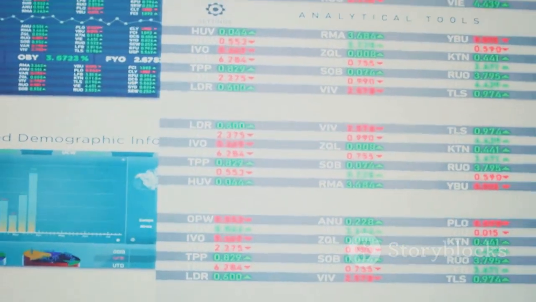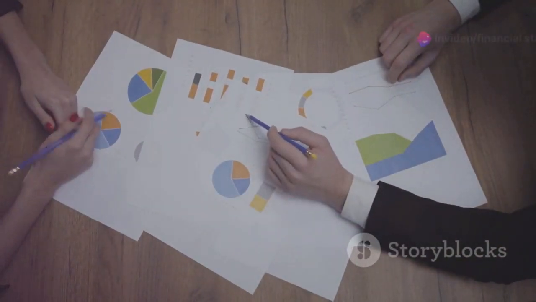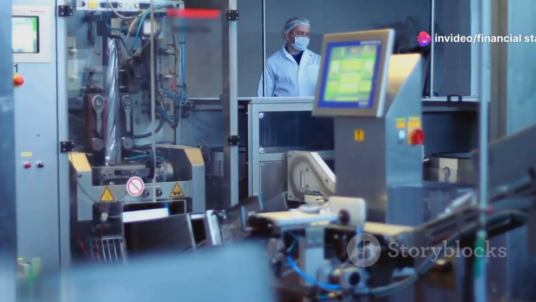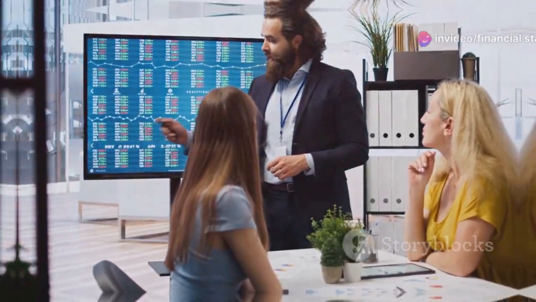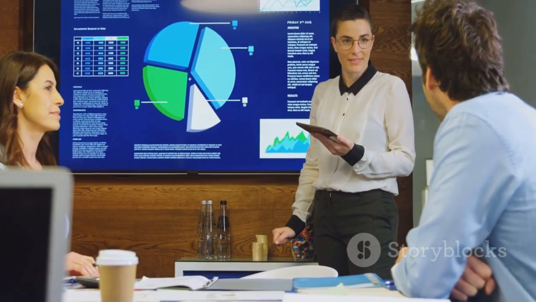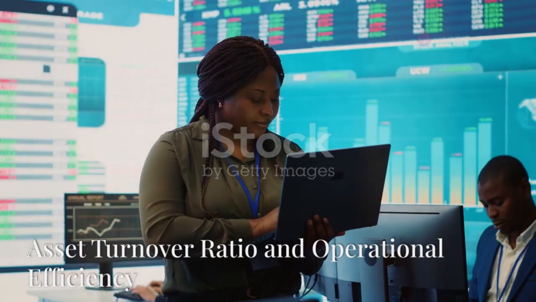This is what a higher gross margin tells us. If a company's gross margin is significantly higher than its competitors, it either has better control over its production costs, or it's able to charge higher prices. Either way, it's a sign that the company has a competitive edge in terms of costs or pricing.